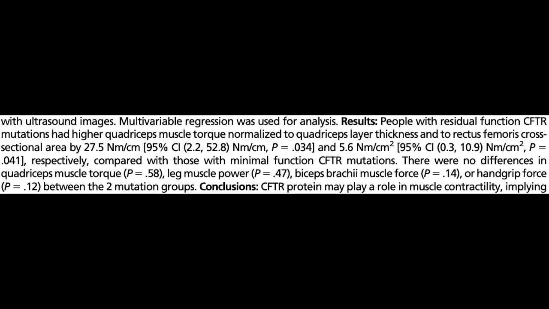We conducted multivariable regression analysis, adjusting for confounders in the statistical analysis. In conclusion, we find that people with residual function CFTR mutations have significantly higher quadriceps muscle contractility than people with minimal function CFTR mutations. For example, when we look at the quadriceps muscle torque divided by the quadriceps muscle layer thickness, the residual group had 27.5 Newton meters per centimeter higher than the minimal group.